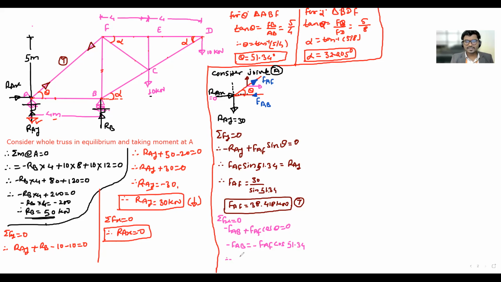Minus on both sides, minus minus becomes plus. FAB equals, put up the value of AF here, 38.418, and calculate that for AB. Answer will be positive. 23.99. 23.999.